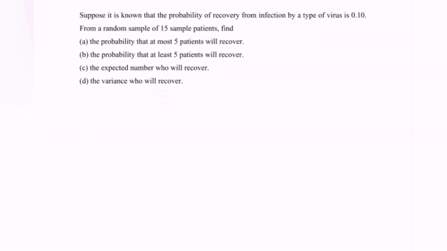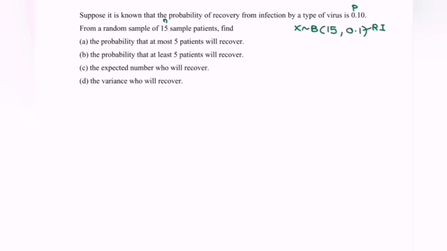I'm going to discuss the example for special probability distribution. Suppose it is known that the probability for recovery from the infection by a type of virus is 0.1. From a random sample of 15 patients, where we have n, X is binomially distributed with n equal to 15 and the probability 0.1, where we have recovery from the infection.